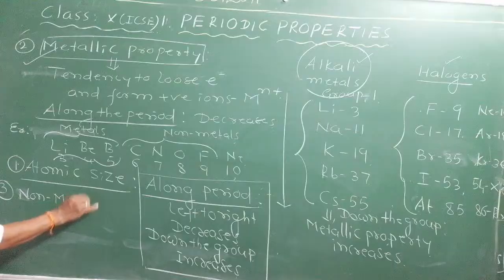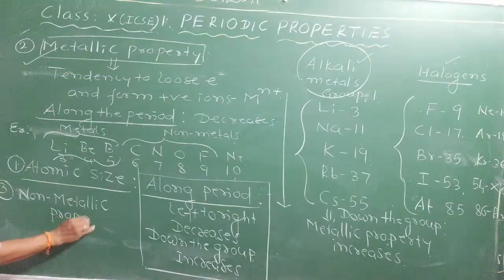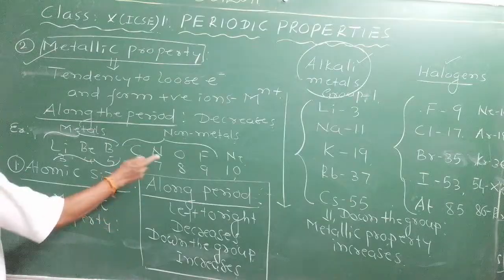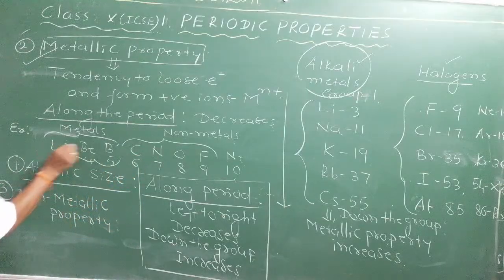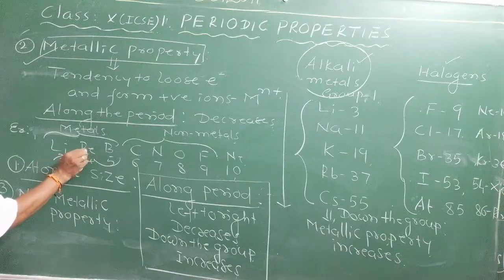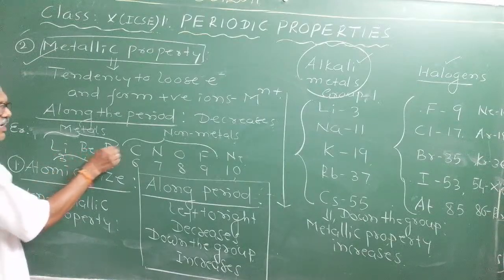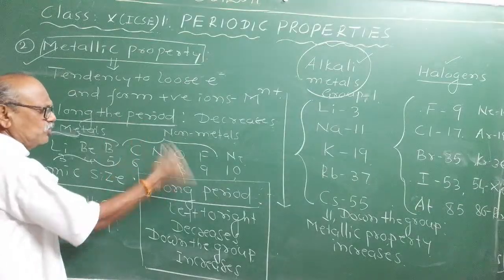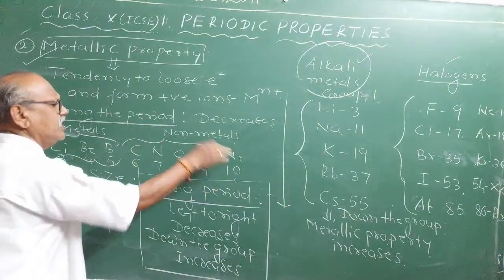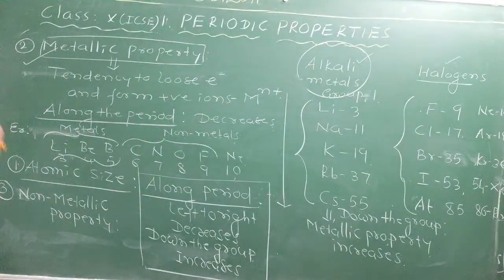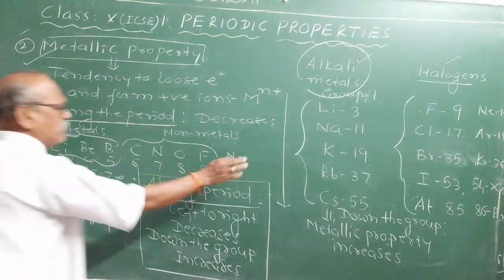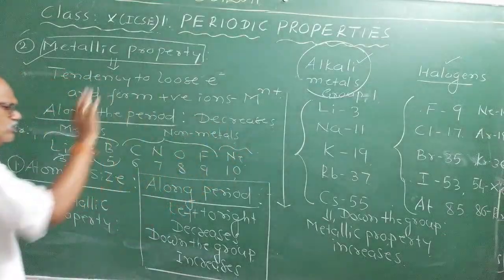Non-metallic property. Carefully understand. If you see along the period, what happens? This was metal, these are pure metals. Lithium, beryllium, then the metallic property of boron will be less. Carbon is a total non-metal, nitrogen is a total non-metal, oxygen non-metal, fluorine non-metal, neon is an inert gas. They are an independent family. They are chemically not reactive, they don't get involved in this, therefore they are a separate group. And you can take neon also as non-metal, they are neutral.